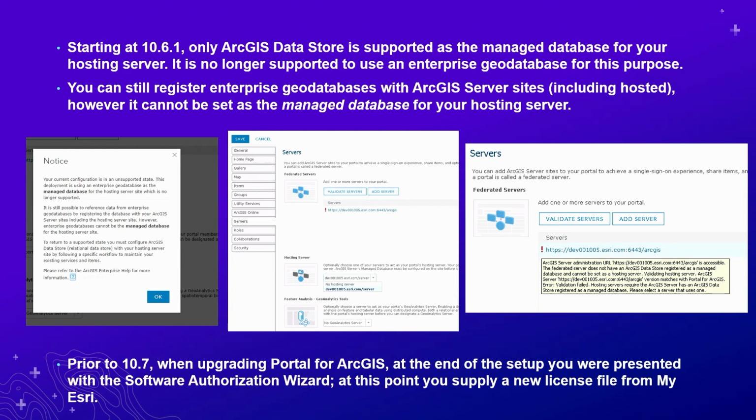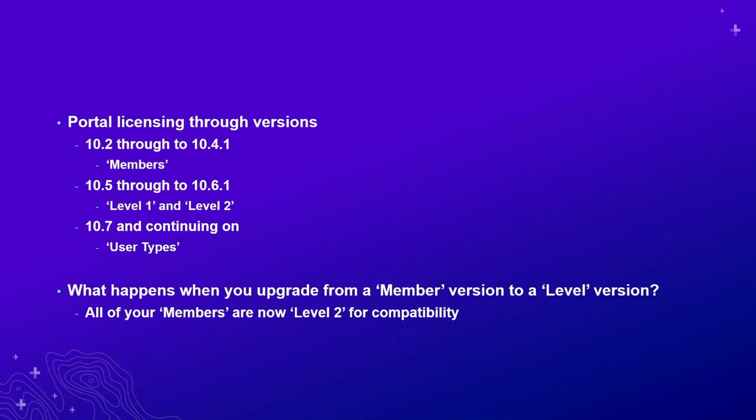Prior to 10.7, when you upgraded Portal, at the end of the setup, you were presented with the software authorization wizard. At this point, you would have provided the license file from My Esri. This may have been a PRVC file, it may have been an ECP. At 10.7, we've changed that. Let's first take a quick peek at how licensing has changed over the releases.